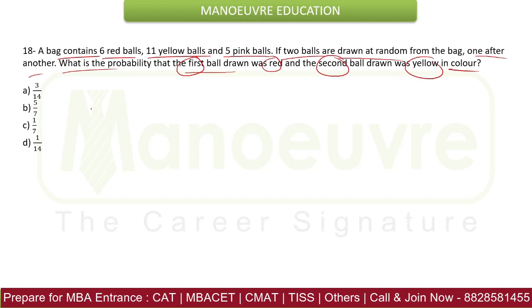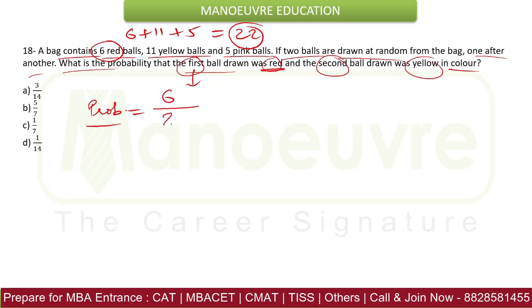Okay, now to find the probability here, say two balls are being drawn. So the first ball drawn is red. Total we have 6 red balls, and they are being drawn out of total 6 plus 11 plus 5, so that will be 22. So they are being drawn out of total 22 balls. So that will be the probability of the red ball to be drawn.